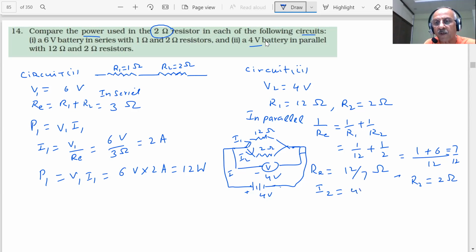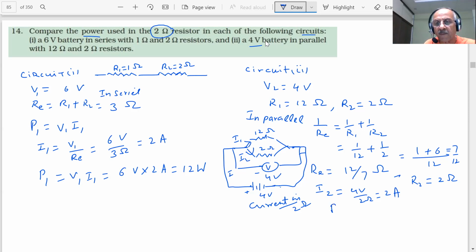I2 will be 4 volt divided by 2 ohm. So the current will be 2 amperes. What do you want? Current in 2 ohm resistor. Got the point? We don't need this value. So that will be 2 amperes. Current in 2 ohm resistance will be 2 amperes.